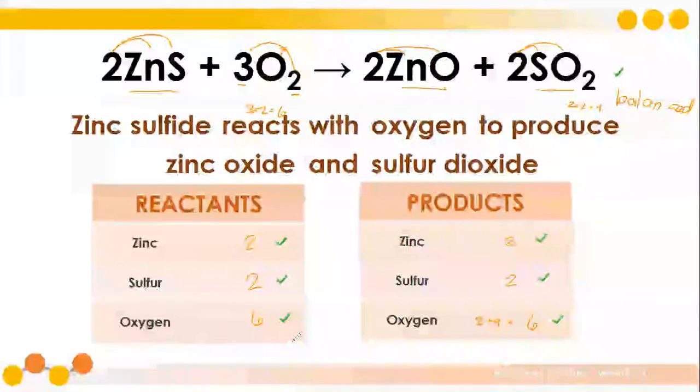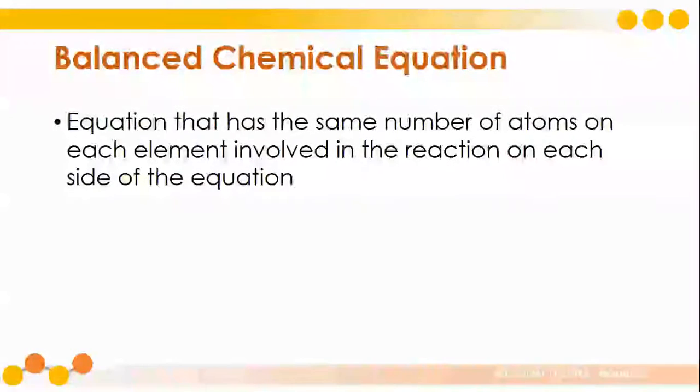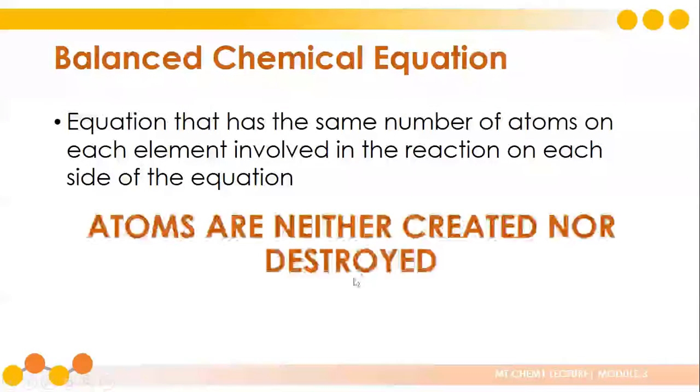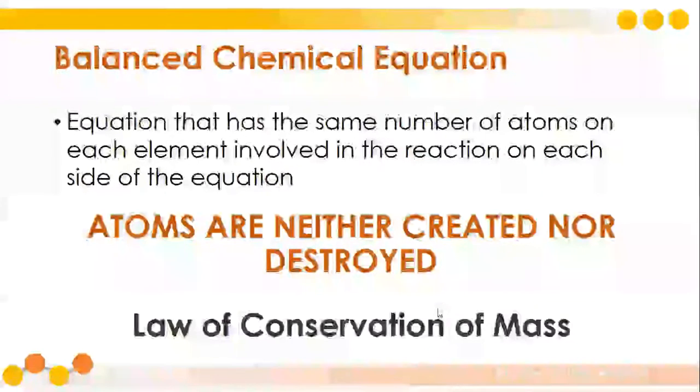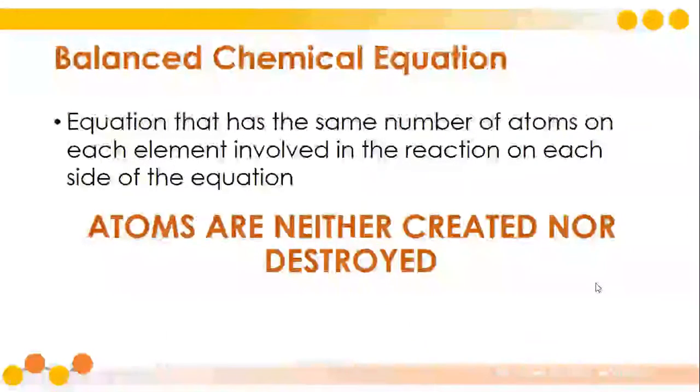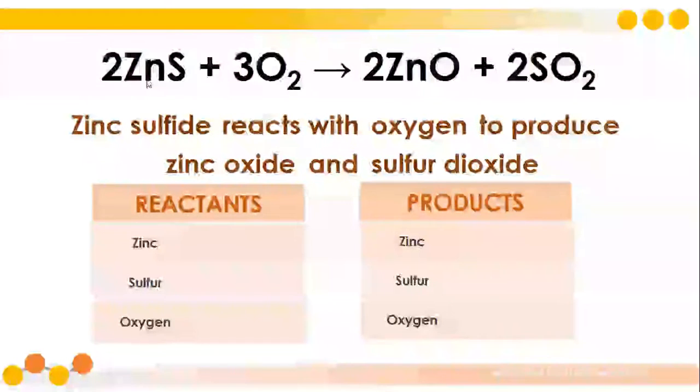Okay? Just to discuss further in balancing equations, a balanced equation has the same number of atoms of each element involved in the reaction on each side of the equation. This is what we call a balanced equation, just like what we did a while ago. This indicates that atoms are neither destroyed nor created, following the law of conservation of mass. Let's take a look at this one.